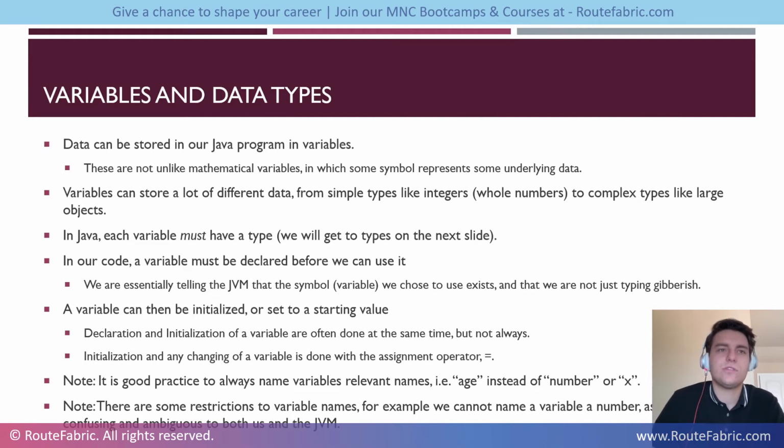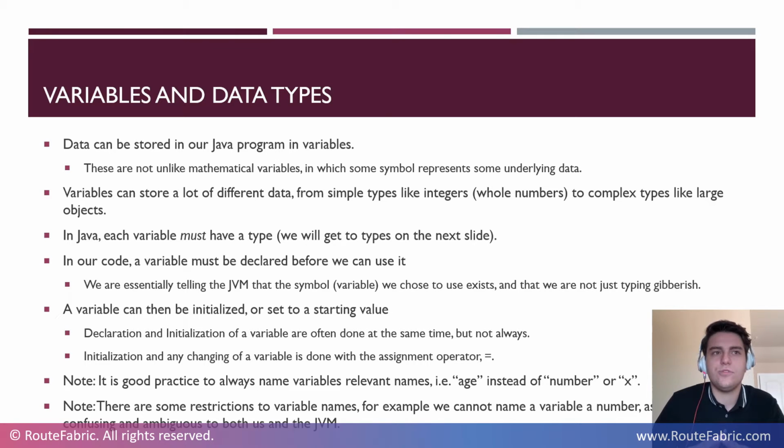Variables can store a lot of different data, from simple types like integers, whole numbers, 1, 2, 3, or negative numbers as well. And they can also store very complex types like large objects. We're going to get more into objects as we move along later in Java. Just know that we're still going to be using some objects that the Java language provides for us, and we don't have to understand exactly how they work to use them, but we will eventually get to object-oriented programming and making our own classes and objects and that kind of thing.